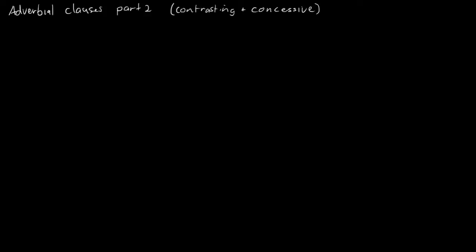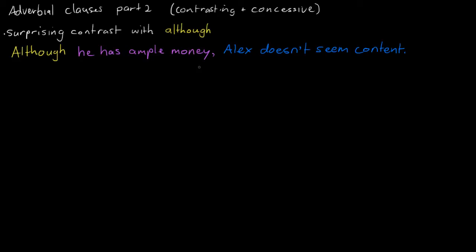Alright, so let's look at although, which is one of the most common. Although he has ample money, Alex doesn't seem content. Now what we have here is a contrast, and it's a surprising contrast because ample means that you have plenty of it, so he has plenty of money, but he doesn't seem content, and content means peacefully happy. So in the real world it would be surprising that you've got plenty of money but you're not peaceful and happy. In truth, perhaps it's not surprising, but we treat it as if it is surprising from a conventional point of view.